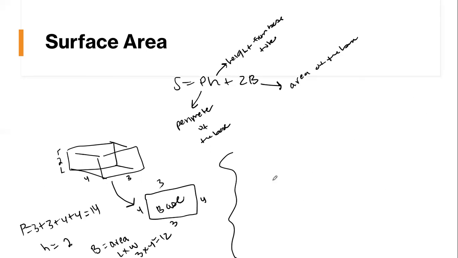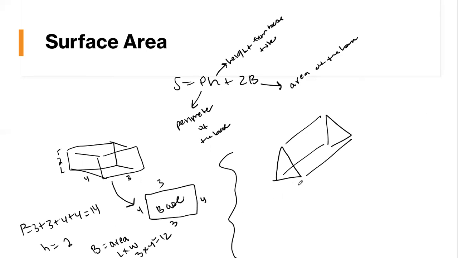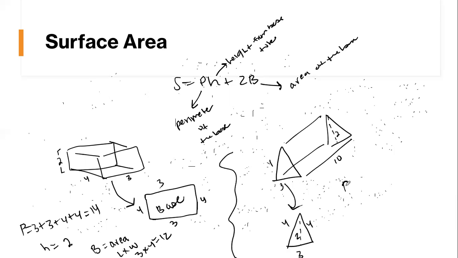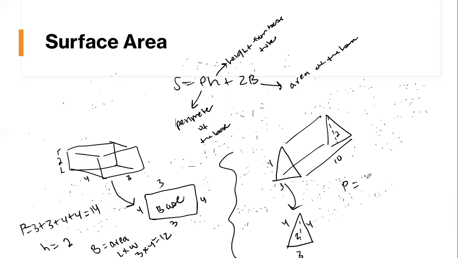For a triangle, same concept. On a triangular prism, the triangle is the base. So let's say this was a 3x4x2x10, making up random numbers. When I draw out my base, 3, 4, 4. When I find the capital P, the perimeter of the base, 3, 4, 4.